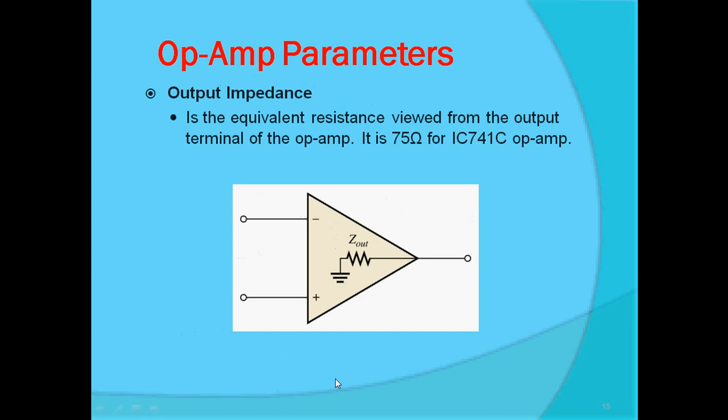Output impedance is measured at the output terminal. When we are looking back into the output terminal, Z out is the output impedance, and the typical value is 75 ohm for the 741 op-amp.